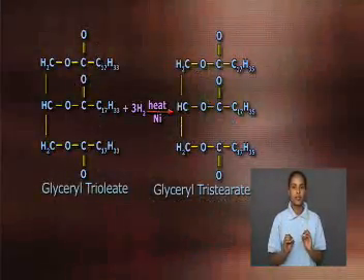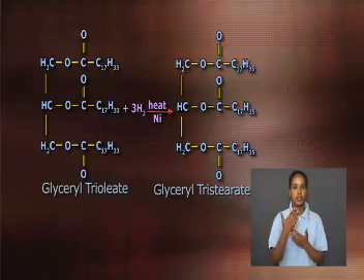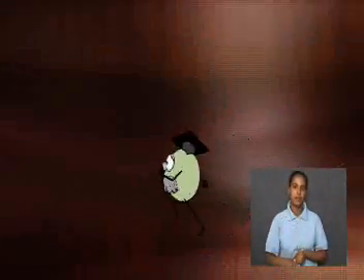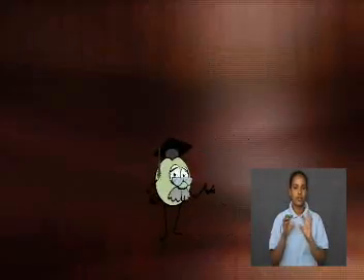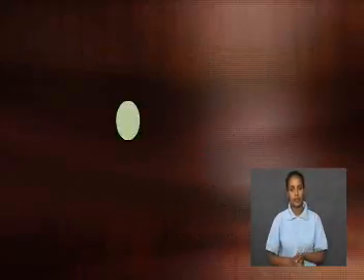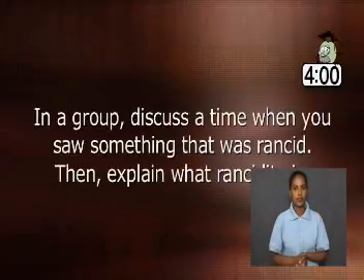Students, let us discuss rancidity. Teacher, please divide the students into groups of 3 or 4. Students, in your groups, discuss a time when you saw something that was rancid. Then, explain what rancidity is. Students, let's get ready. Begin.